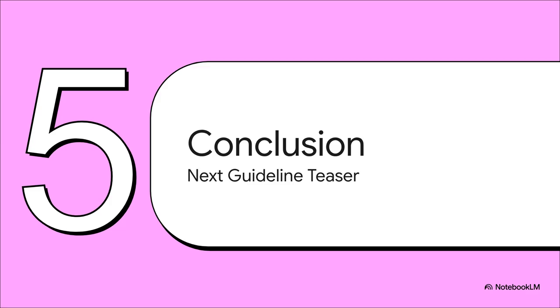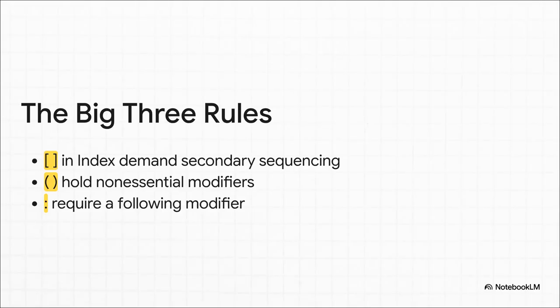And finally, Section 5, conclusion, and a little teaser for our next guideline. We've broken down the exact legal meaning of these punctuation marks. Let's recap your big three takeaways for today. Number 1, brackets in the alphabetic index identify manifestation codes that demand secondary sequencing. Number 2, parentheses hold non-essential modifiers that do not change your code assignment. And number 3, colons in the tabular list mean a term is incomplete and absolutely requires a following modifier to be assigned. Mastering these little nuances is exactly what prevents audits and ensures your coding is fiercely accurate.